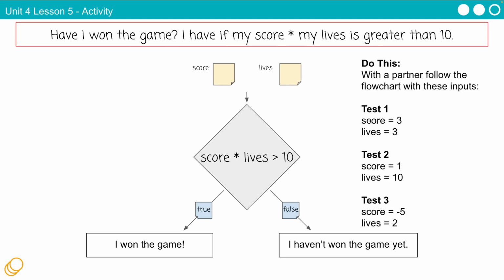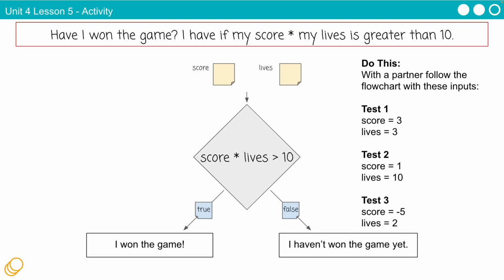So test 1, if score equals 3 and lives equals 3, does that work? Then score times lives equals 9. Is that greater than 10? No. So then it would be false. I haven't won the game yet. If score is 1 and lives is 10, that's 10. Does that equal, or is that greater than 10? No, 10 is not greater than 10. So again, we're in the false category.